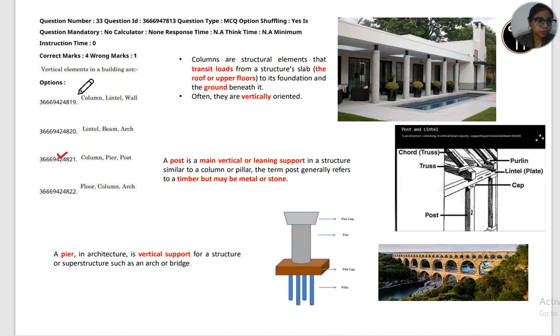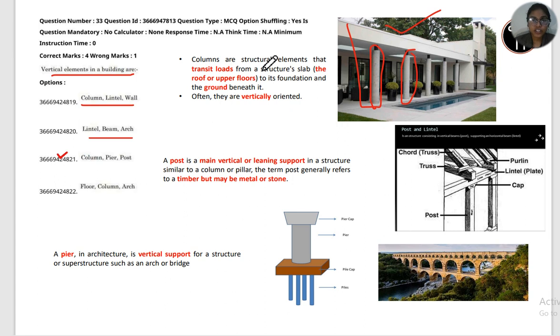Next, you have to pick the vertical elements in a building. The options are given to you, with three items in every option. You have to find out which option has all three lying under the vertical elements in a building. First of all, talking about the column. Look, this is your column. Here's the image, this one.